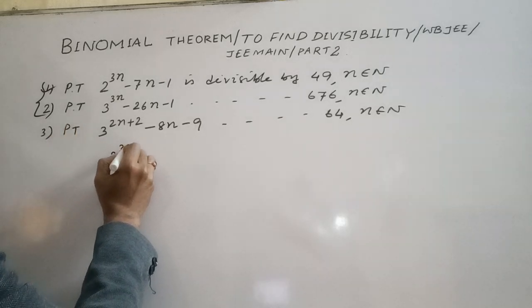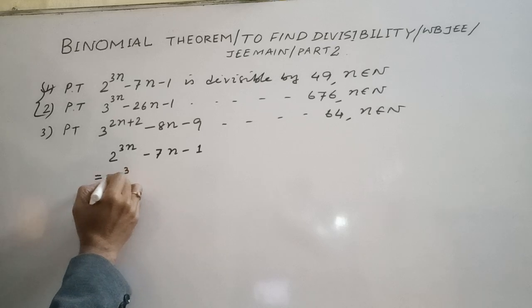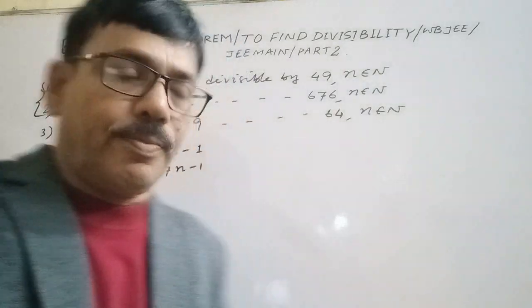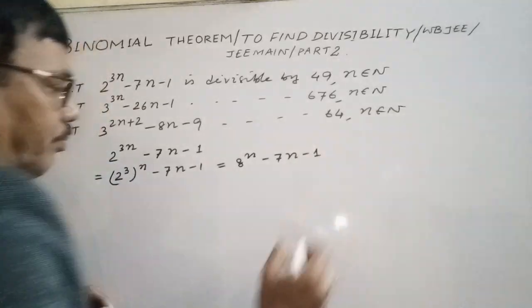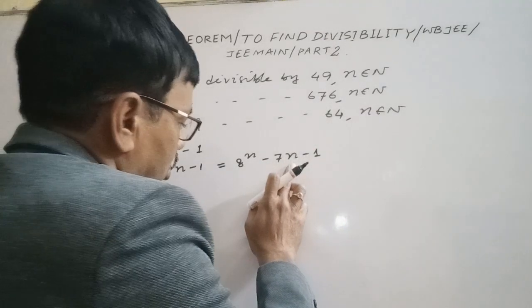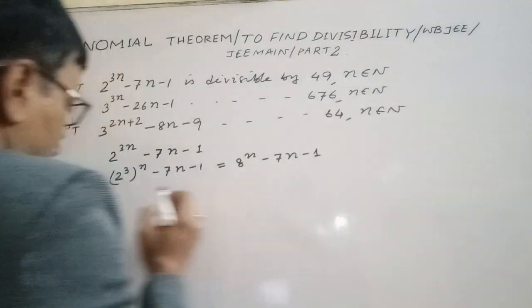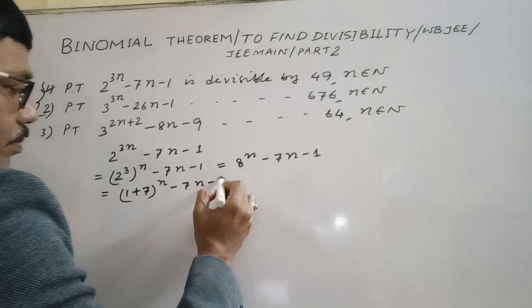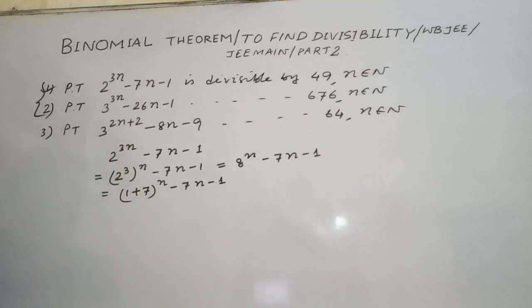So, 2 to the power 3n minus 7n minus 1. Now, we can write it as 2 to the power 3 whole to the power n minus 7n minus 1 by rule of indices. Now, this is 8 to the power n minus 7n minus 1. Now, this one is 7. So, we expand 8 to the power n as 1 plus 7. So, this is 1 plus 7 whole to the power n minus 7n minus 1. Why are we taking 1 plus 7? Look, it will be clear after one step. You always take the first term as 1.